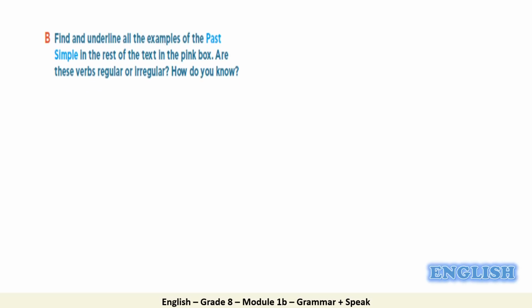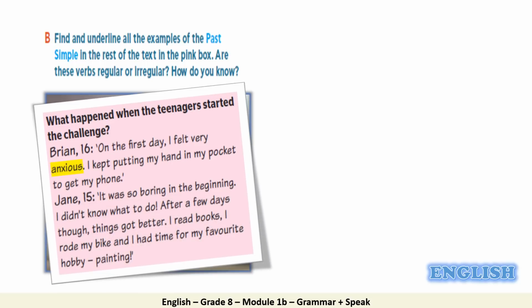Now let's have a look at Activity B, page 11. In this activity, you have to find and underline all the examples of the past simple in the rest of the text in the pink box. Are these verbs regular or irregular? And how do you know? Take a couple of minutes and try to find the answers.